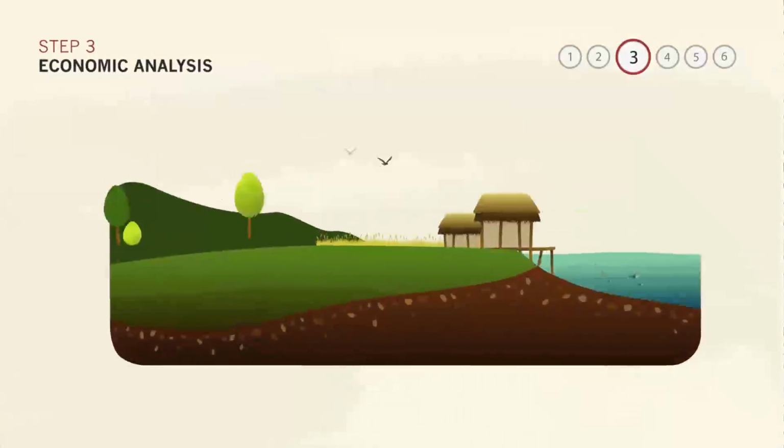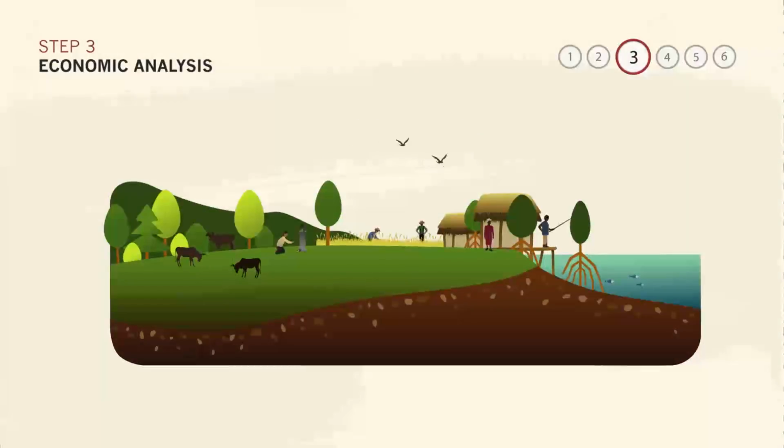When monetizing natural benefits, remember that the goal is to capture a broad range of values that are important to society, not just those that have value in formal markets. Spiritual and cultural use of land has a value, for example, and should be included in some analyses.